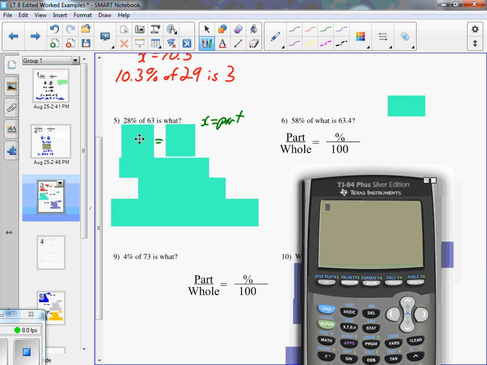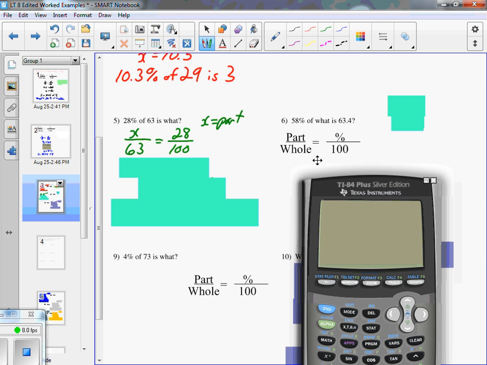So X is the part, 63 is the whole, 28 is the percent, 100. Part to whole equals percent to 100. Now, the X is in a different place, but that doesn't bother us at all on the proportion, does it? It may bother us on writing the proportion. It shouldn't bother us at all on solving.